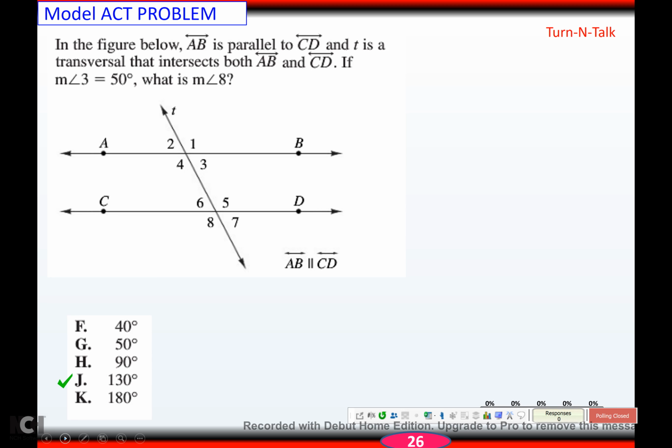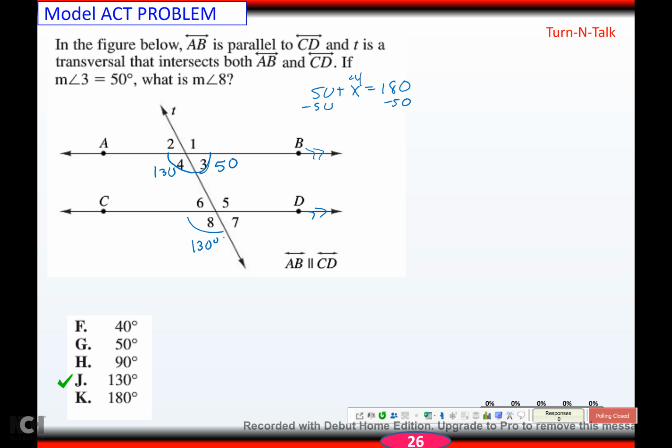Hopefully you got 130. It says in the figure below, AB is parallel to CD, and T is a transversal that intersects both AB and CD. If the measure of angle 3 is 50 degrees, what's the measure of angle 8? Well, let's see. You could go about this a lot of ways. If this is 50, then 3 plus 4 has to equal 180. So 50 plus x has to equal 180. Well, let's just say angle 4. Minus 50, minus 50, so angle 4 has to be 130, which 8 corresponds to, and that makes that 130. You could have done a lot of different things.